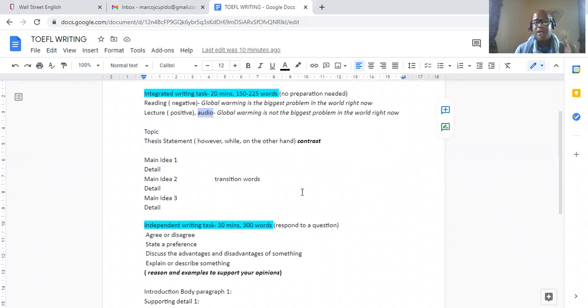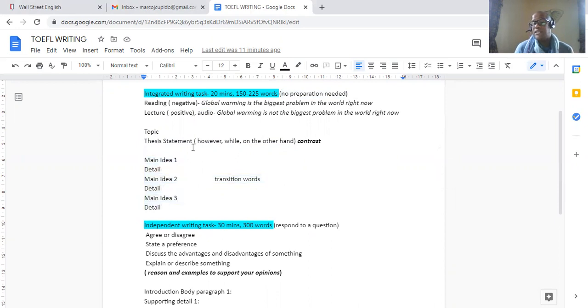Just to recap, write for 20 minutes, 150 to 225 words. No preparation is needed. The topic will be provided for you, right? It's where you integrate your reading piece with a lecture in audio version. Good. This is your outline that you'll be using for your final writing.